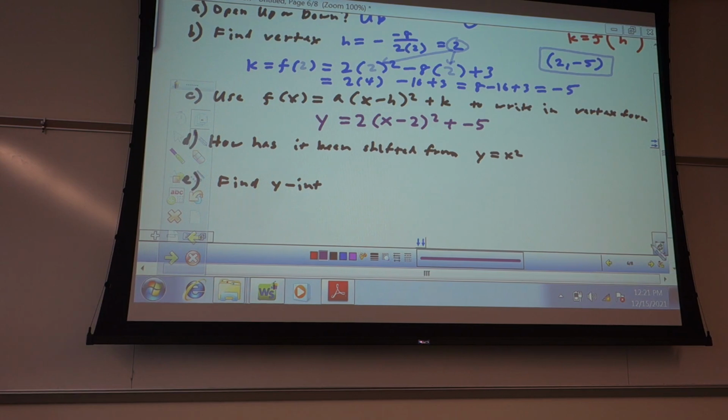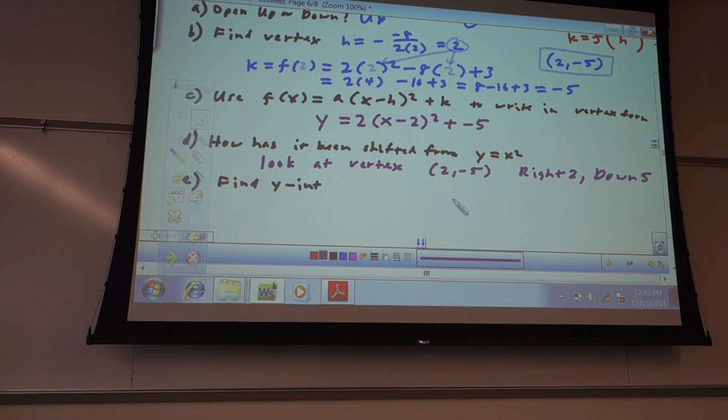How has it been shifted from y equals x squared? What's my shift? Look at your vertex. Right 2. So 2 comma negative 5. That's my new center. So it's going to be right 2, down 5. Does that make sense to folks? Are people good on that part?